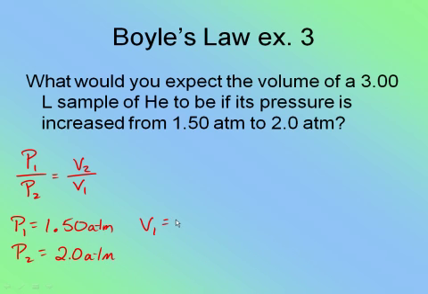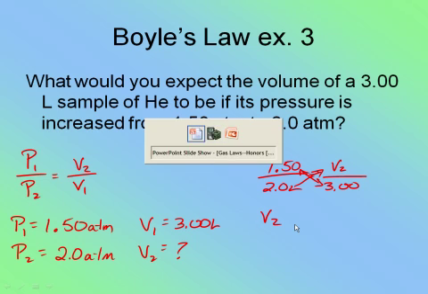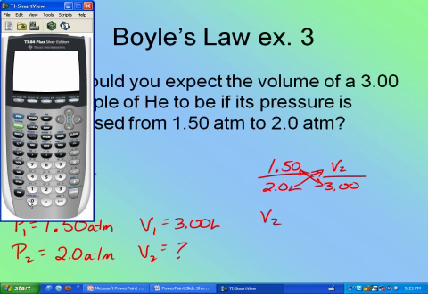My volume when I started was 3.00 liters. It asked me for what the new volume will be. So I'm solving for V2. Plug in your numbers. And cross multiply. And again, we're going to solve for V2. So let's clear out those. So I go 1.50 times 3.00, enter, divided by 2, and I get 2.25.